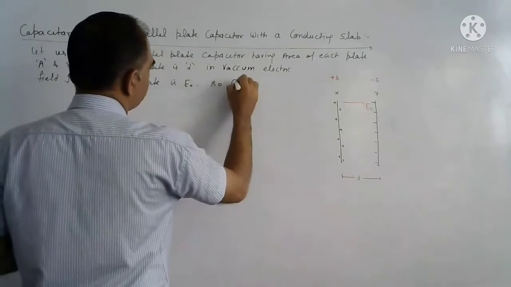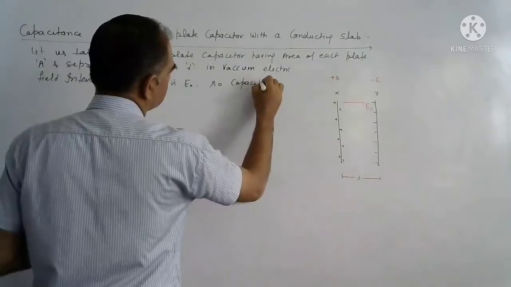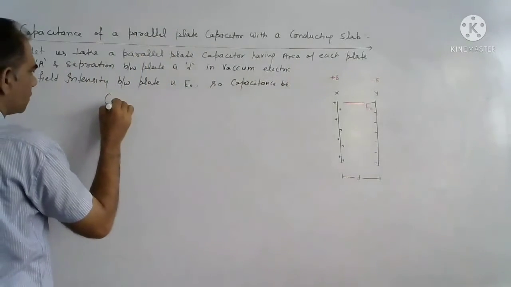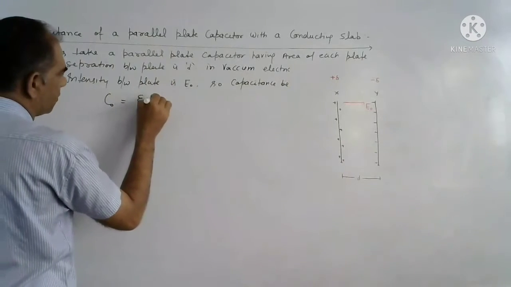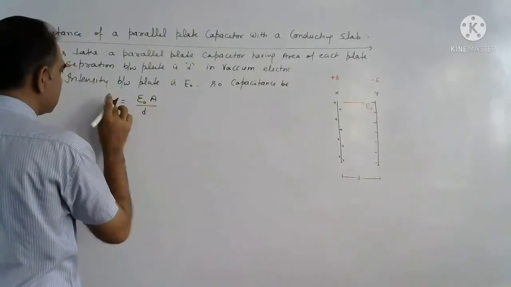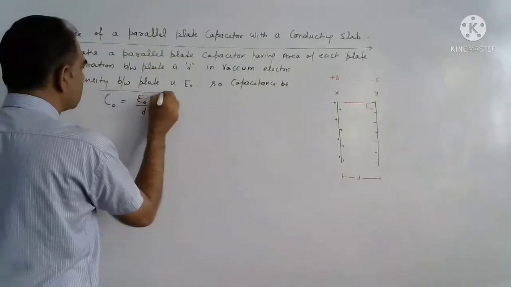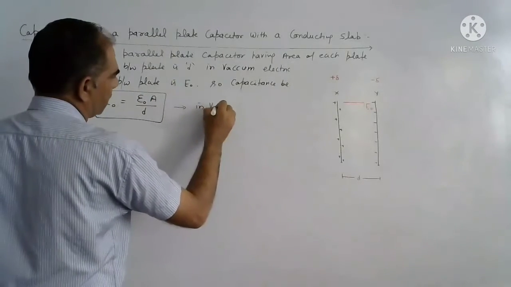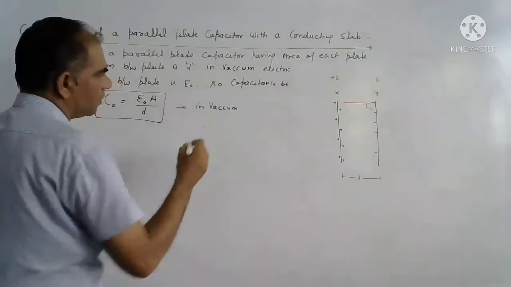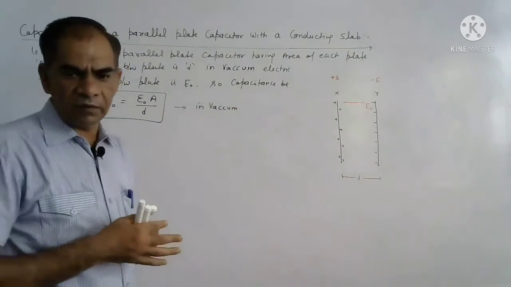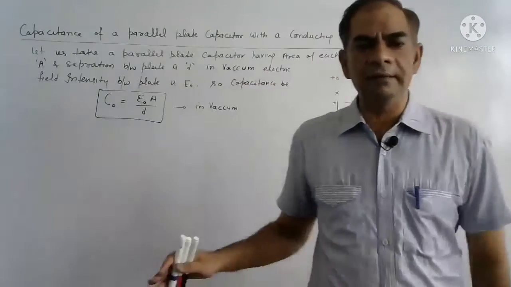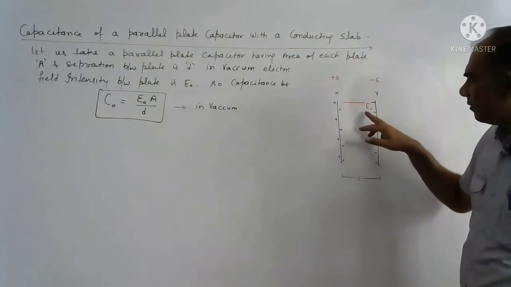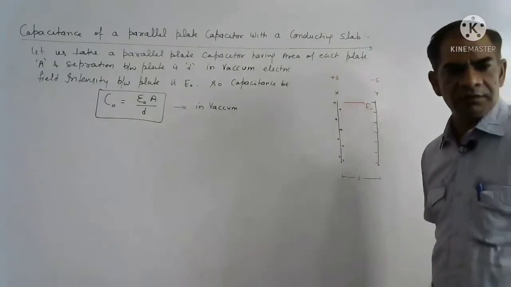So the capacitance C naught is equal to epsilon naught A upon d. We can say C naught represents the capacitance in vacuum. When the vacuum situation is here, this total space has electric field intensity E naught.